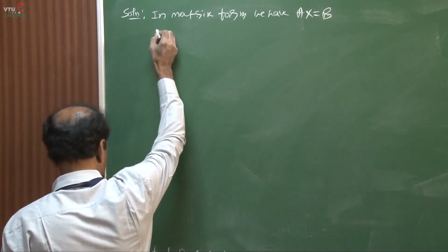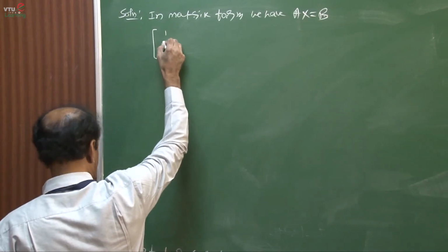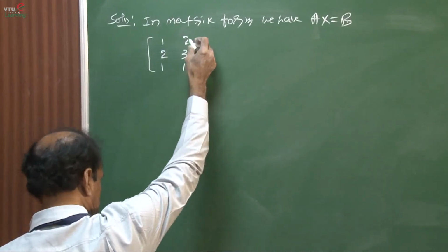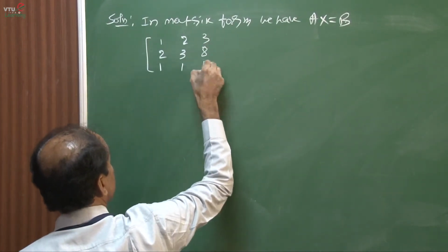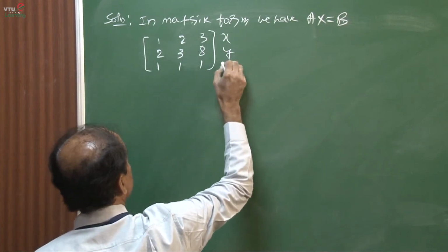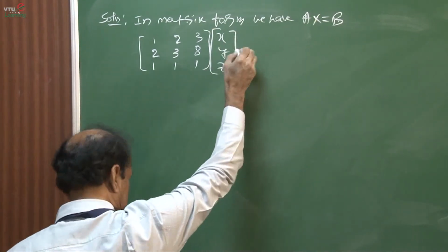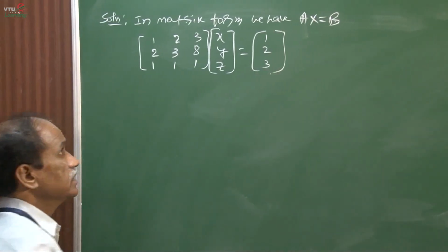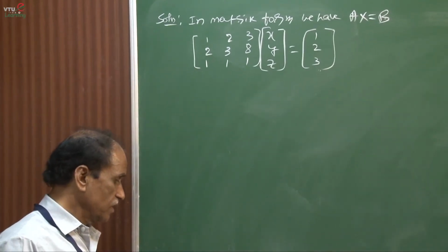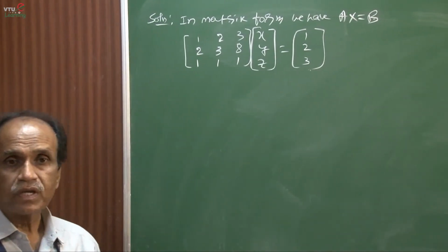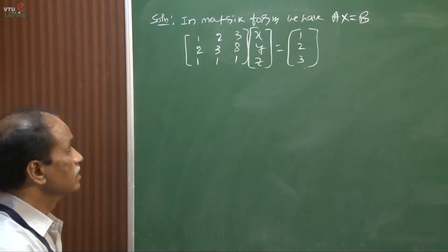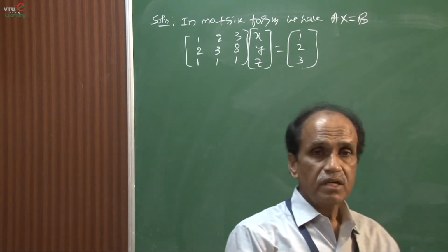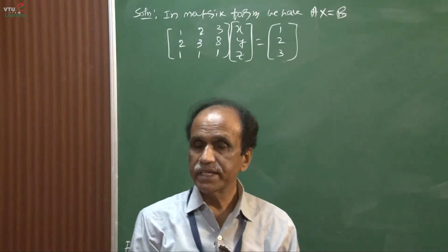That should be 1, 2, 1, 2, 3, 1, 3, 8, 1, and x, y, z, that is equal to 1, 2, 3. This is in the matrix form. These three equations are in usual form, now I have written those three equations in the matrix form. Okay, so now I have to find out the rank of the coefficient matrix and the augmented matrix.